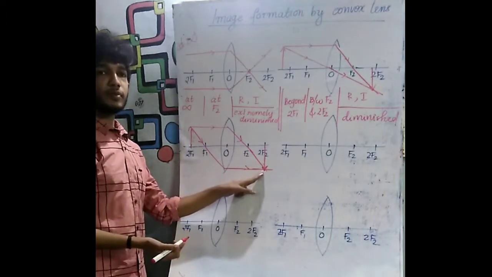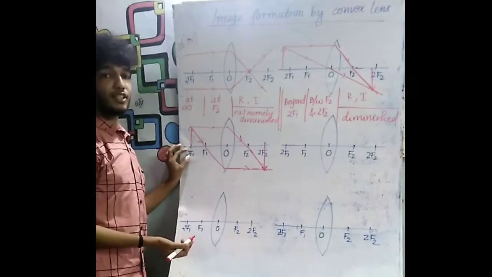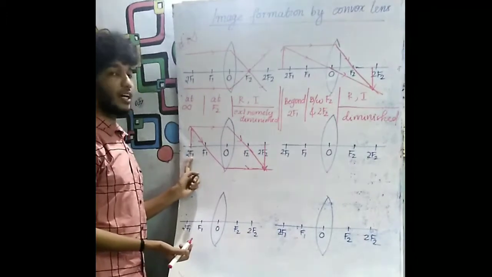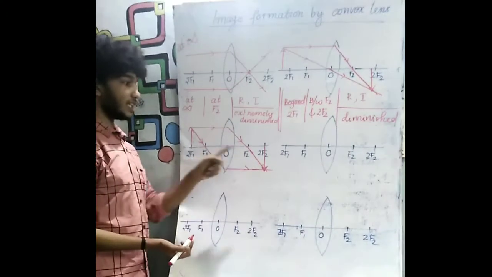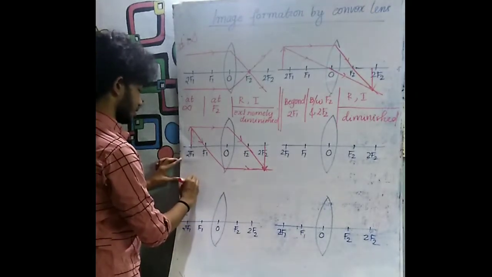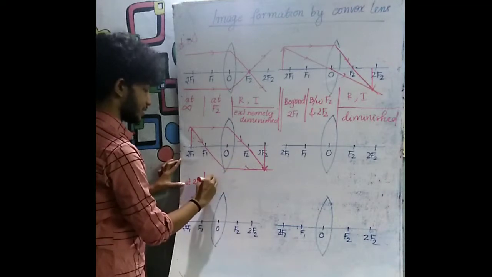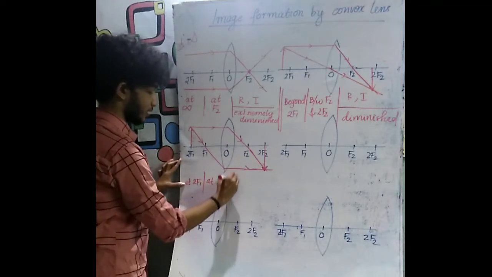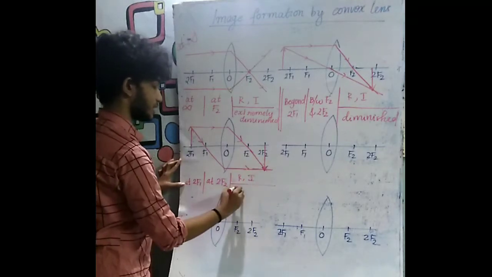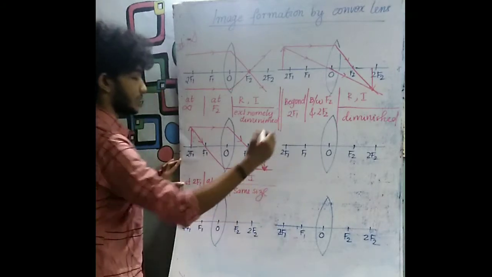So in the case of concave mirror, what had happened? When the object was placed at the center of curvature, the image was obtained at the center of curvature. Similarly here also, if you place the object at one center of curvature, we get the image at the other center of curvature. So here the object is placed at 2f1, and the image is at 2f2. What about the nature? Real and inverted. And what about the size? It is the same size as that of the object.